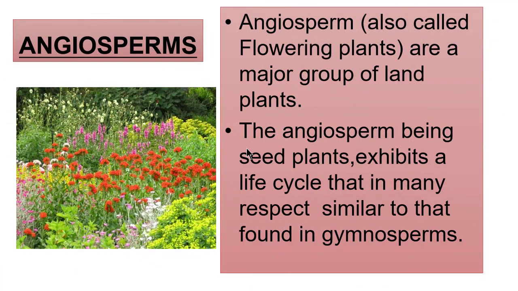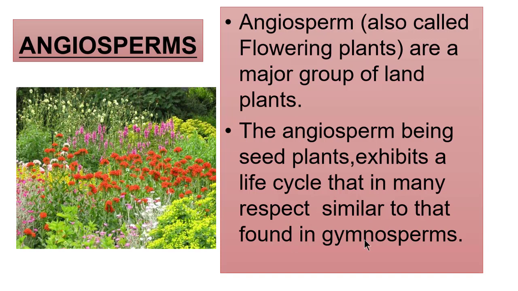I'm going to conduct my lecture on the basics of the angiosperm. So what is an angiosperm? Angiosperms, also called flowering plants, are a major group of land plants. The angiosperms, being seed plants, exhibit a life cycle that is in many respects similar to that found in gymnosperms.